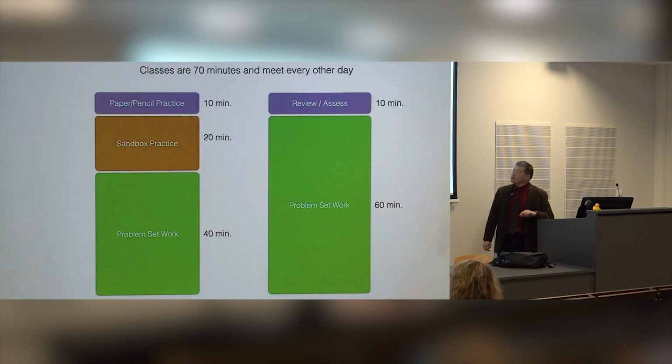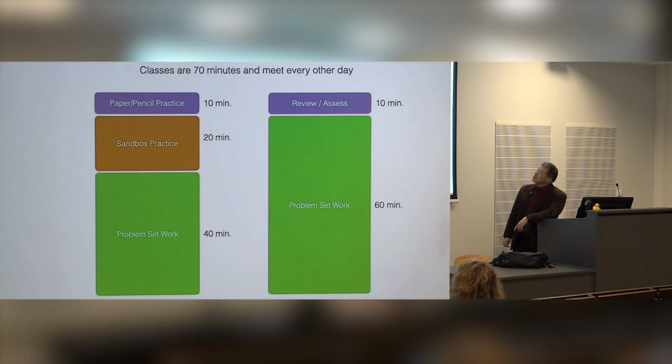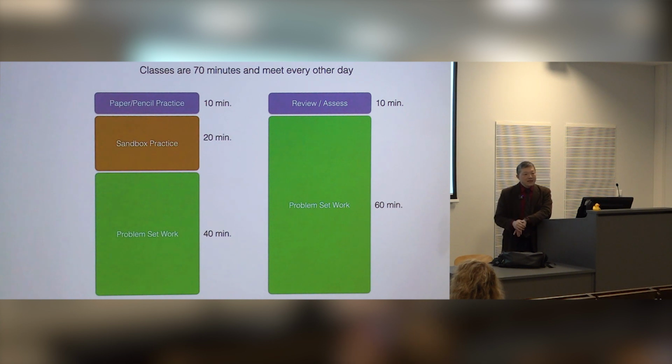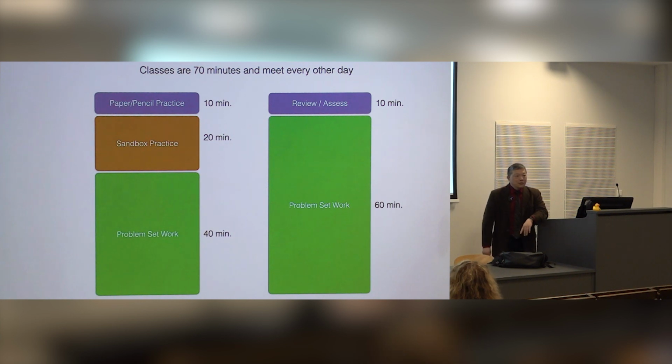So the way our classes work at Menlo is they are about 70 minutes, and we meet every other day. So we have 70-minute classes. And so we might do some different things. On one particular day, for example, they might come in and we'll give them a paper and pencil exercise. It takes about 10 minutes. They're not on the computer. It's just write down, show some examples. Think about as many different examples of iteration as you can possibly think of.